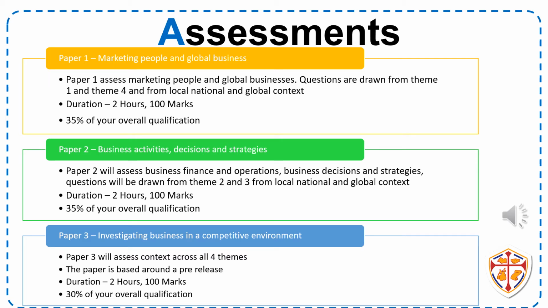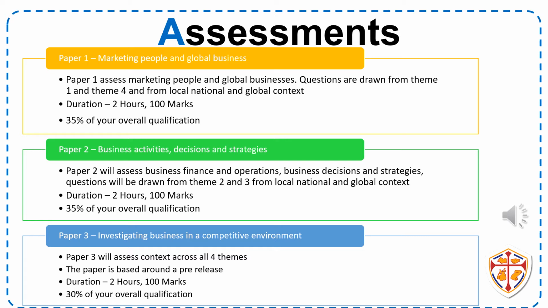You will then sit your second paper, which will address Theme 2 and Theme 3, which you learn from the 2 years. This is called Business Activities, Decisions and Strategies. And as previously mentioned, this will also be a 2-hour exam and it'll be 100 marks. This also contributes to 35% of your overall qualification.